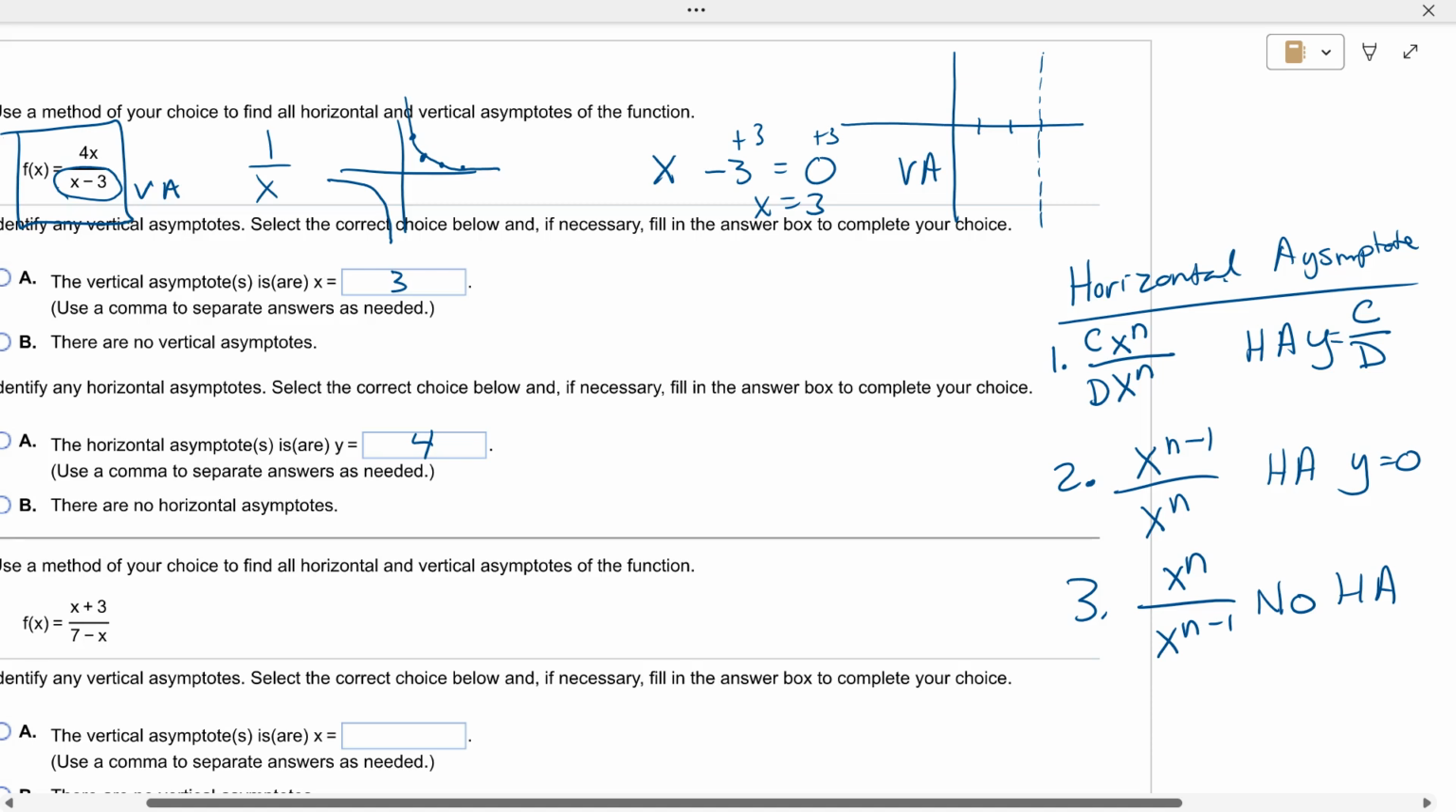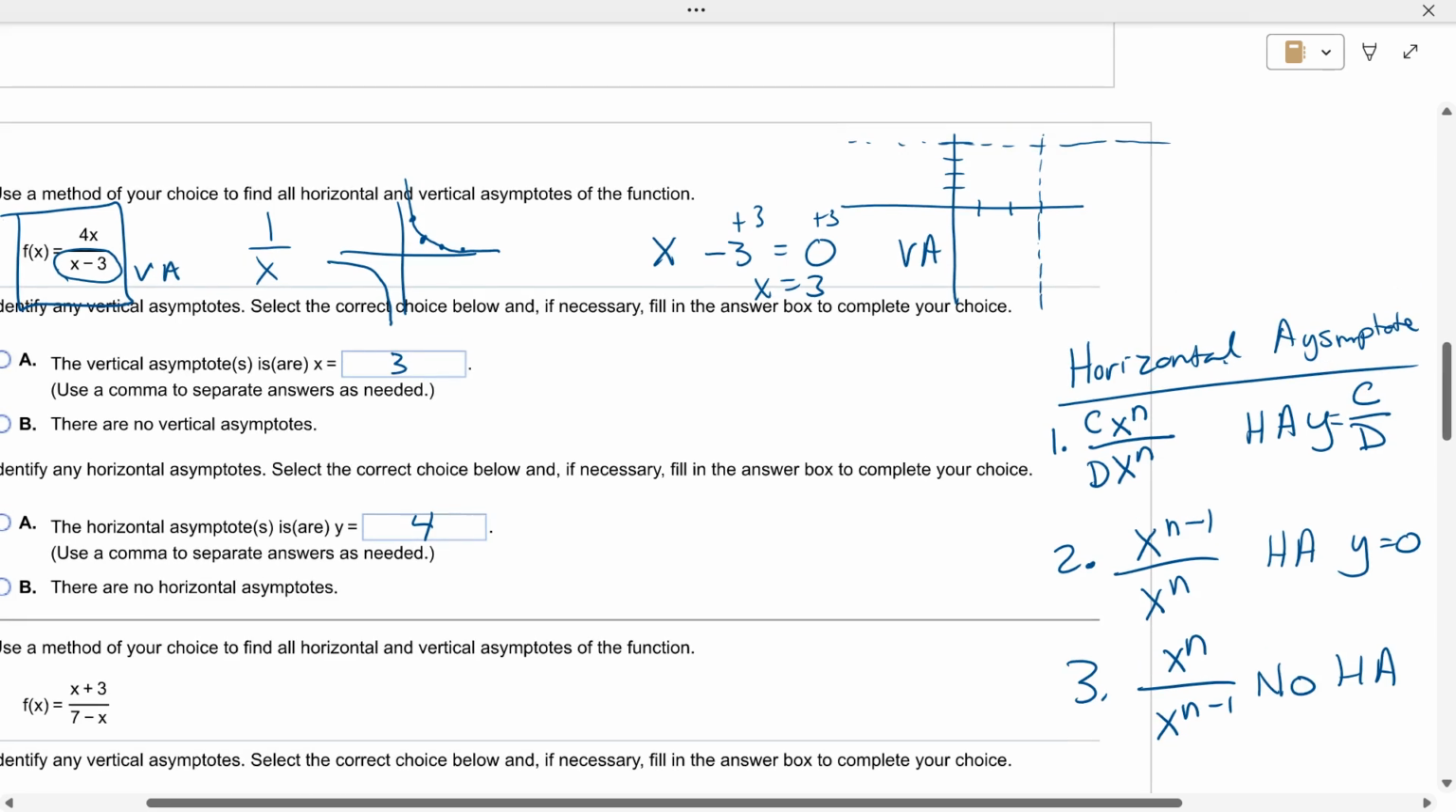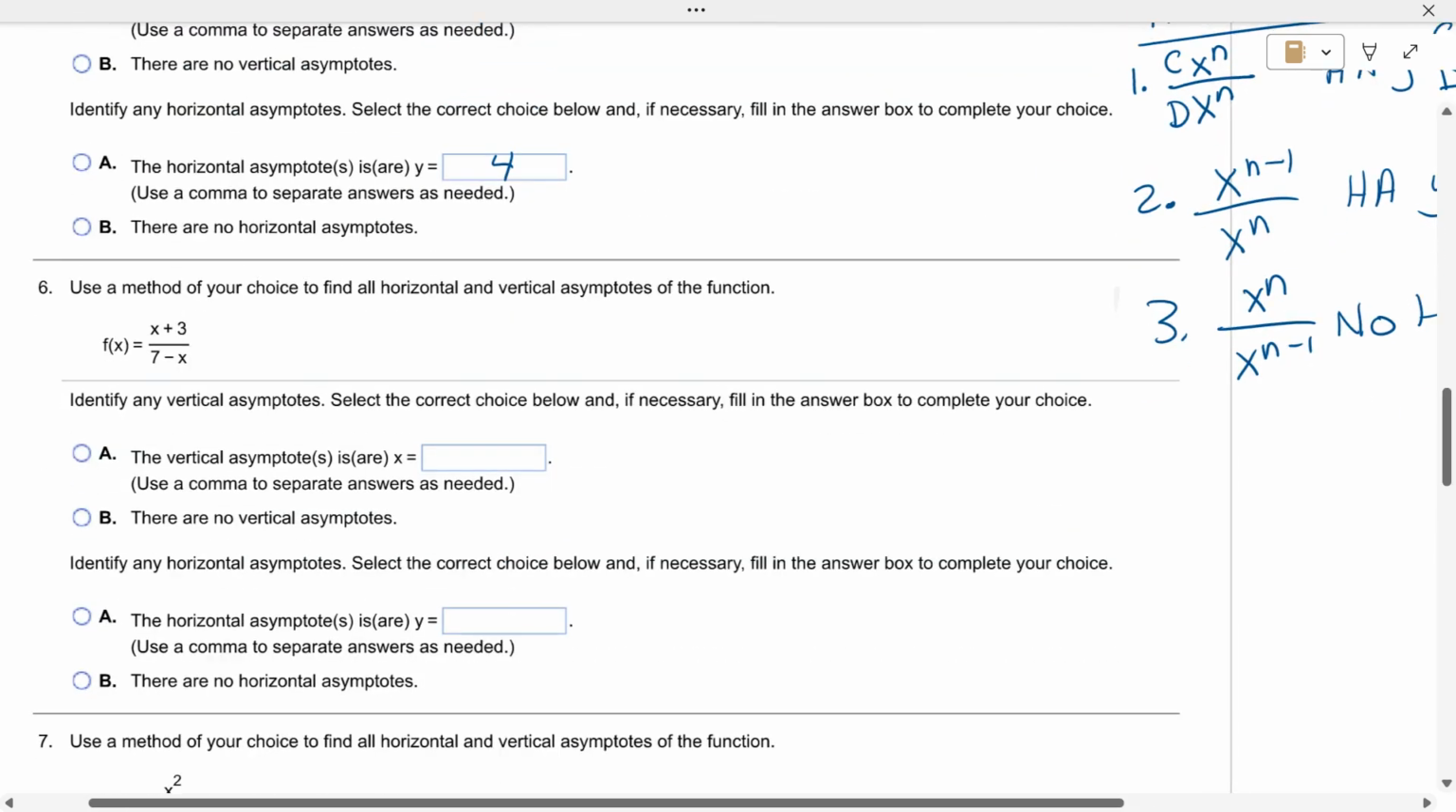It's y equals 4 for the horizontal asymptote, because a horizontal line is y equals. Okay? So 1, 2, 3, 4 up. Horizontal asymptote. So your function is going to look like this. Okay? That function is going to look like that.